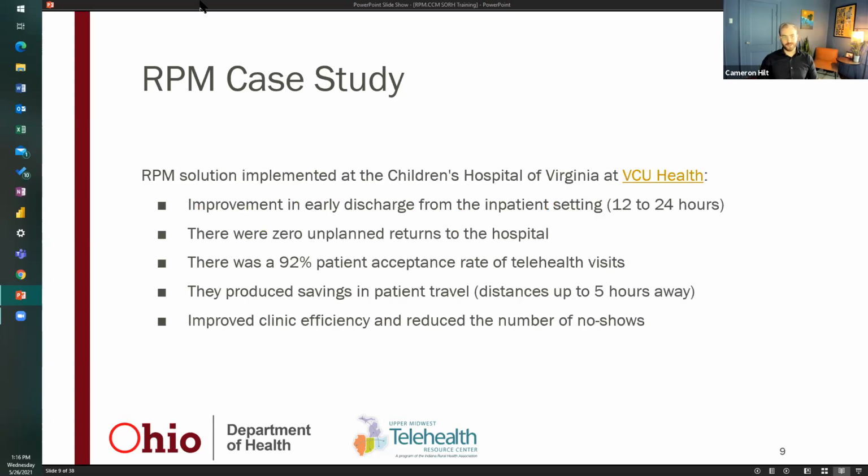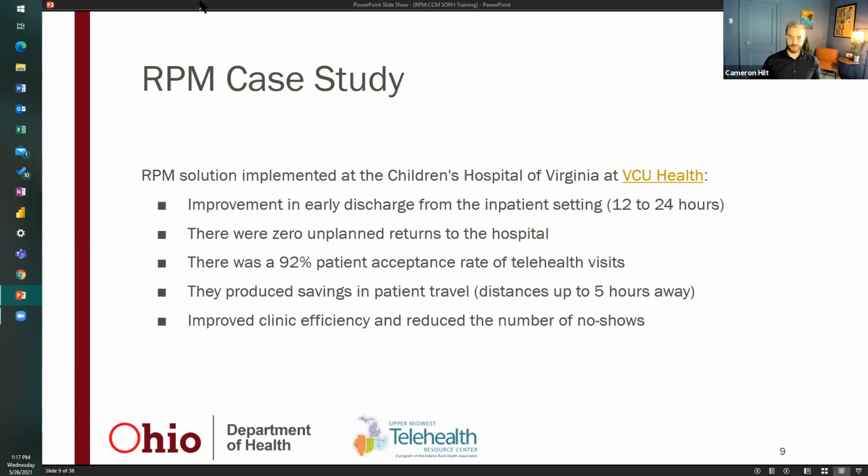Looking at another case study, there was a solution that was implemented at the Children's Hospital of Virginia at VCU Health. Some of the things they saw is an improvement in early discharge from the inpatient setting of up to 12 to 24 hours. There were 0 unplanned returns to the hospital. There was a 92% patient acceptance rate of telehealth visits. They produced savings in patient travel. Some were having to travel as far as 5 hours away. And it improved clinic efficiency and reduced the number of no-shows.